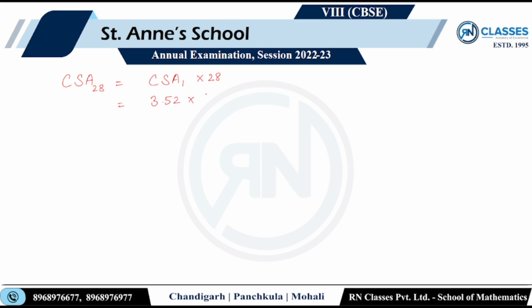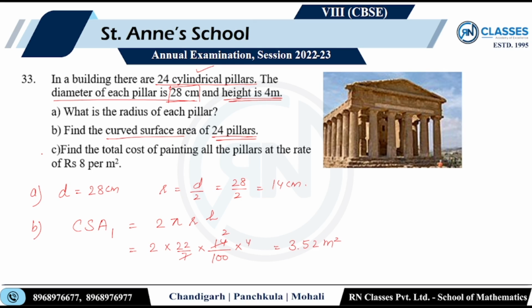3.52 into 24. So this comes out to be 84.48 meters square. Right? And the last one was to find the total cost of painting all the pillars at the rate of rupees 8 per meter square. Okay.